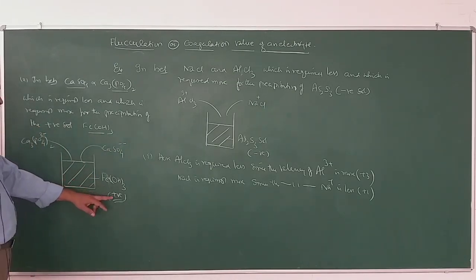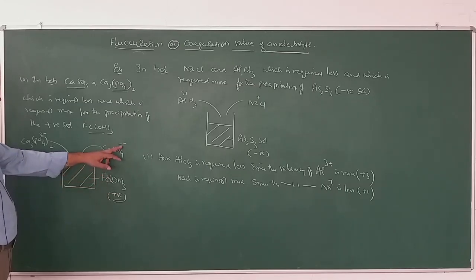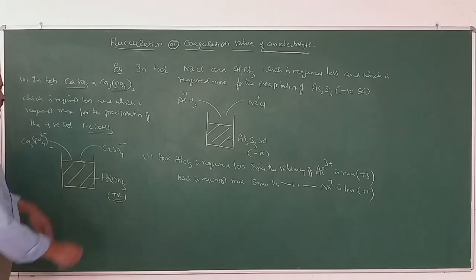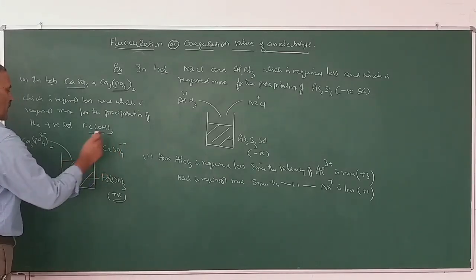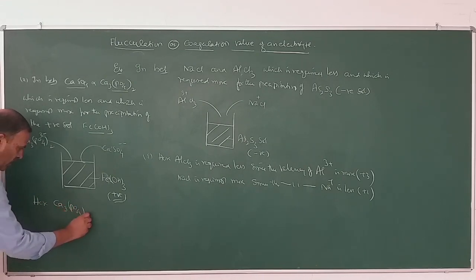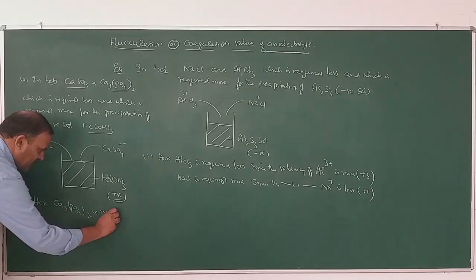We are precipitating a positive salt. I have to concentrate on the valency of negative ions. Here the valency of the negative ion is -2. Here the valency of the negative ion is -3, which is required less. Here Ca3(PO4)2 is required less.